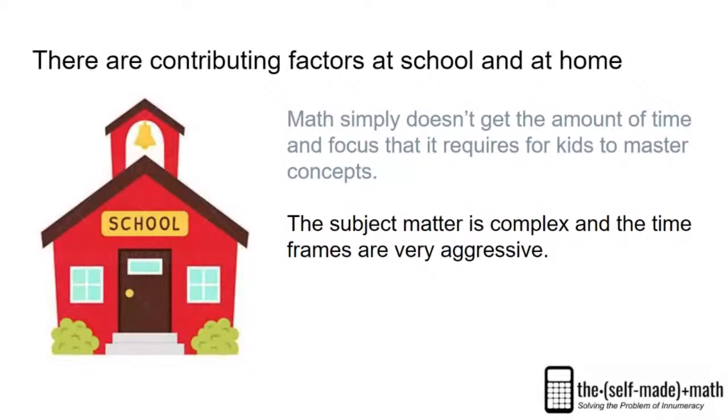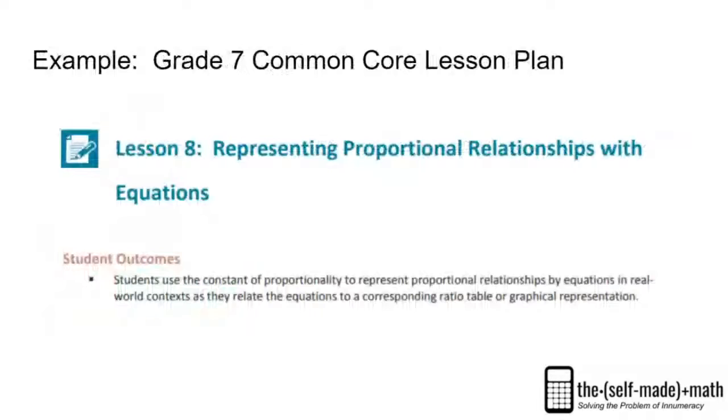As an example, this is a lesson plan from Engage New York. It's a Common Core curriculum that's widely used across the country, including here in Rhode Island. This is a typical lesson out of the grade 7 Common Core lesson plan. Lesson 8 is called Representing Proportional Relationships with Equations. It's a whole lot of big fancy math words in there. Our student outcome that day is that students will use the constant of proportionality to represent proportional relationships by equations in real-world contexts as they relate the equations to a corresponding ratio table or graphical representation.